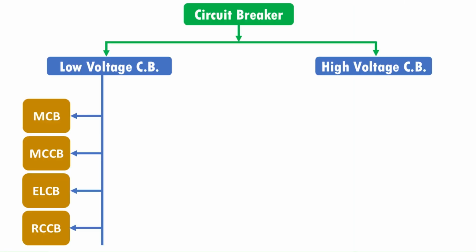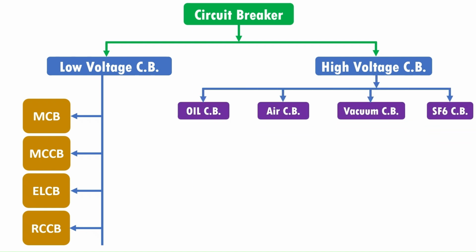High voltage circuit breakers are further divided into oil circuit breaker, air circuit breaker, vacuum circuit breaker, and SF6 circuit breaker.